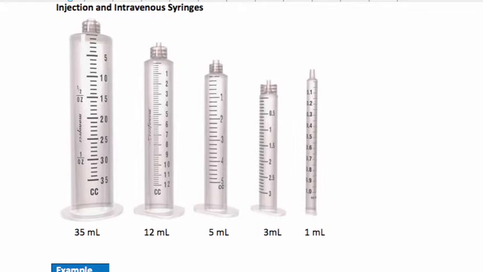The next thing we're looking at here are injection and intravenous syringes. So basically we could take one of these syringes and either use it for an injection, or we could use it and we could administer this medication through an IV. And so we have a 35 milliliter syringe, 12 milliliter syringe, 5 milliliter syringe, 3 milliliter syringe, and a 1 milliliter syringe, depending on how potent the medication is and how large the patient is that we're administering the medicine.